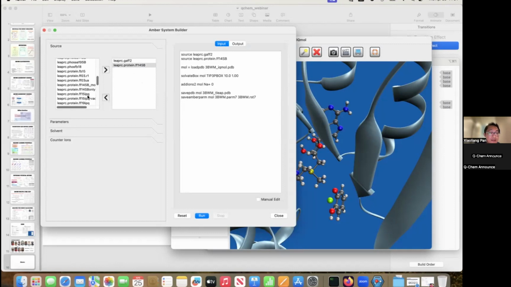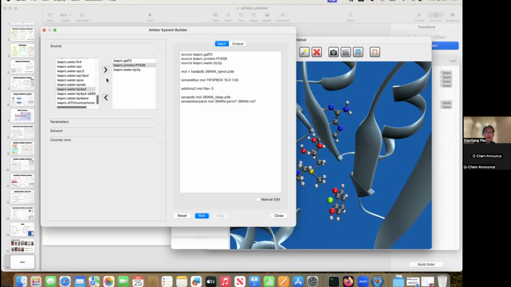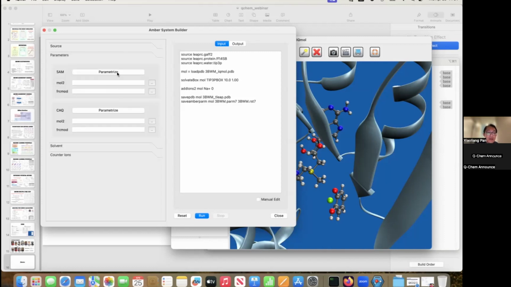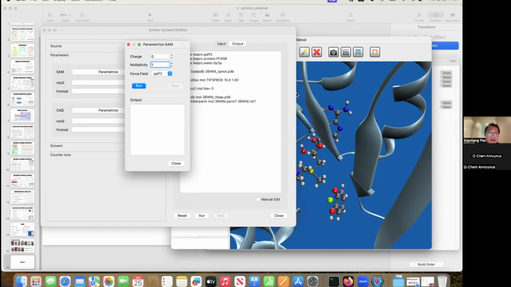So I think TIP3P looks good. Yeah. So you see, whenever I modify something here, the right side is updated in real time. So now we have decided the protein and the water model, also GAFF2 for the ligand. Now we need to parameterize the two small molecules separately. So here, for this one, the charge and the multiplicity look good. Also, the force field is the one we want.